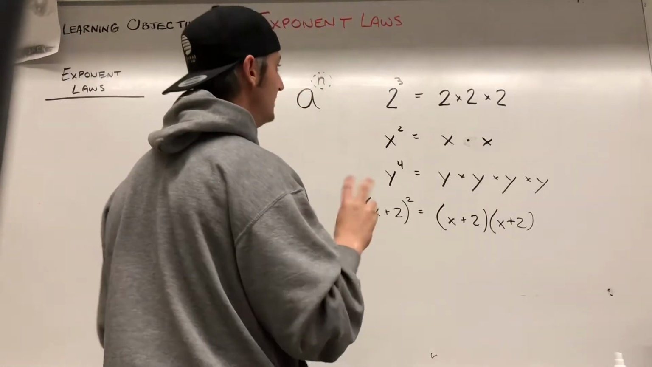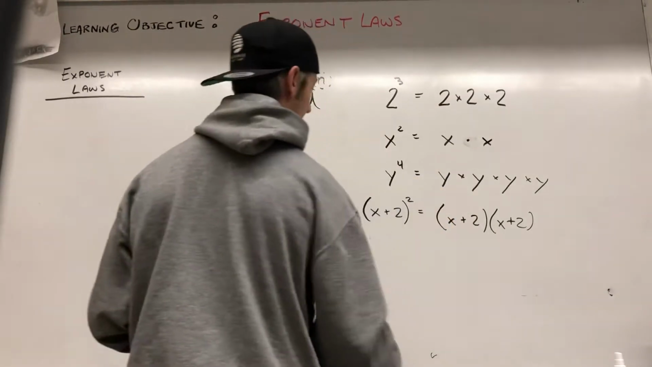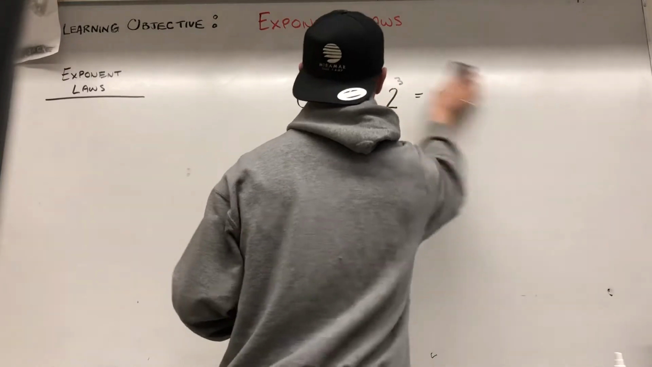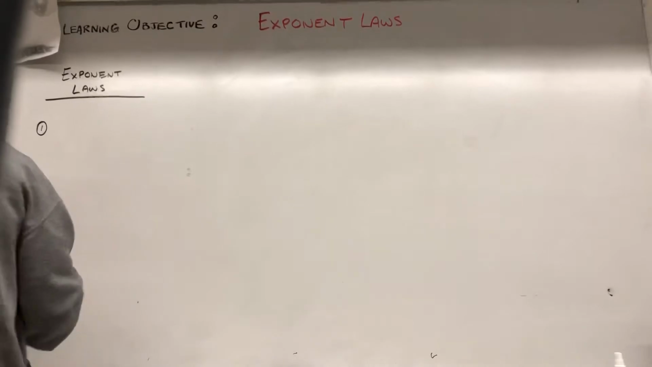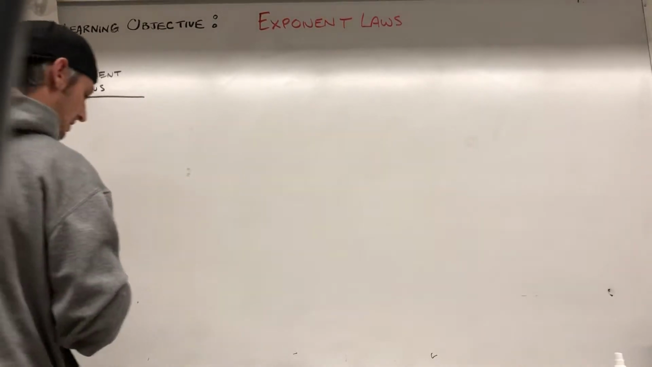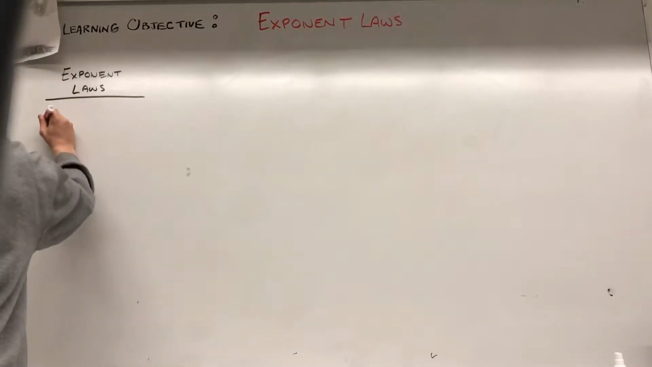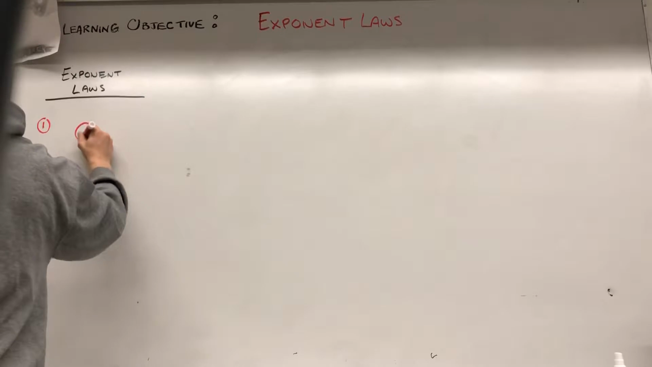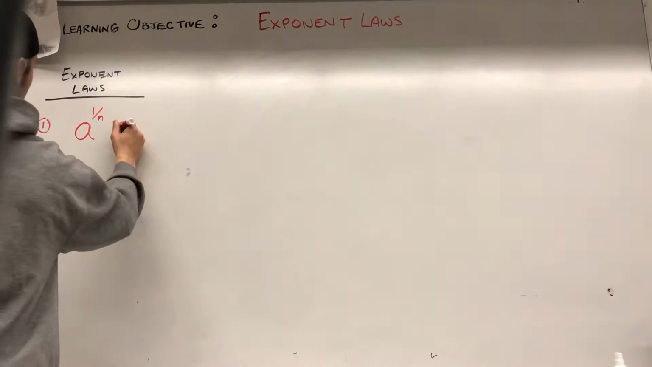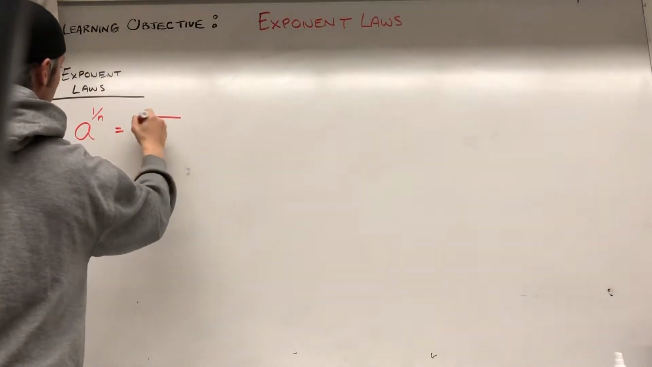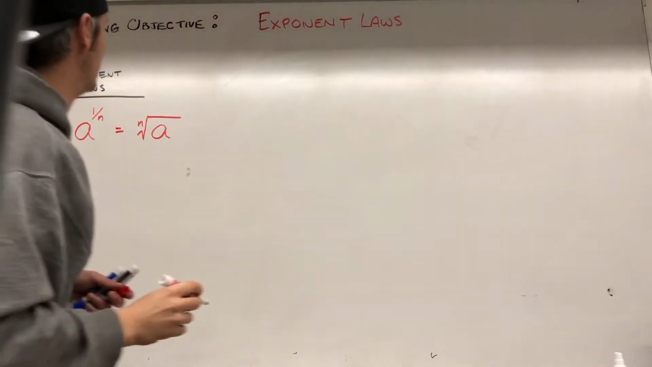So in this video, I'm just going to talk about two baseline laws. Those laws are, exponent laws, here they are. Law 1: a to the power of 1 over any number n is the same as writing the nth root of that number a. So what does that mean?